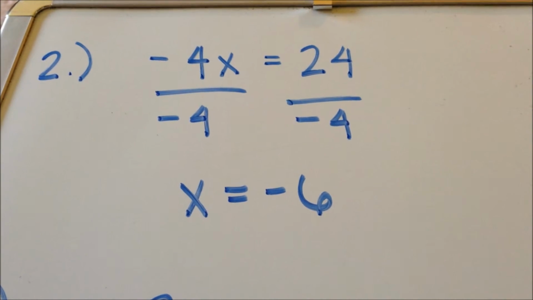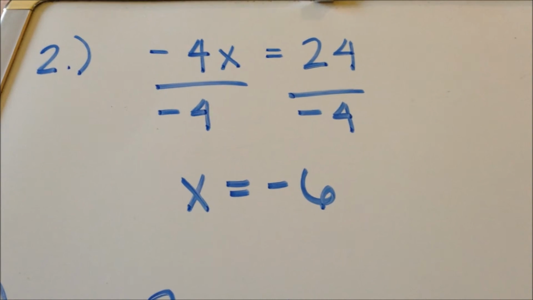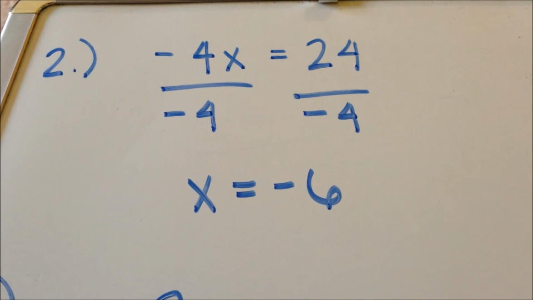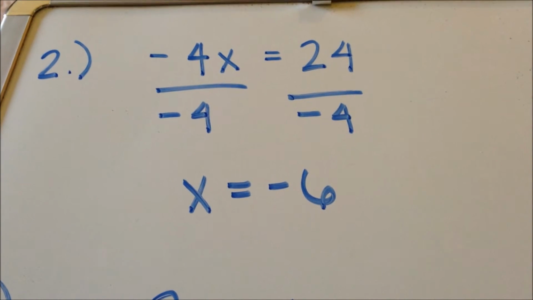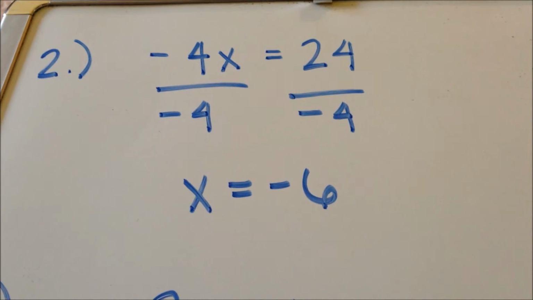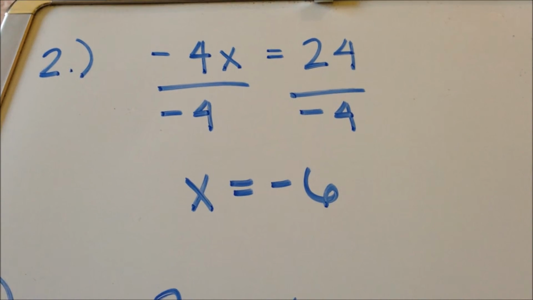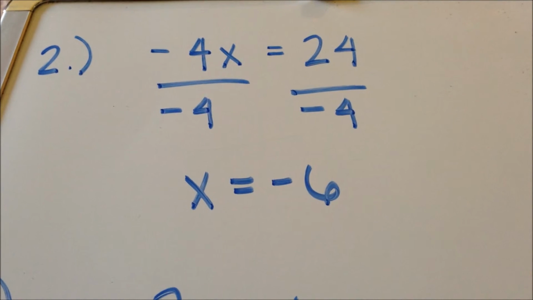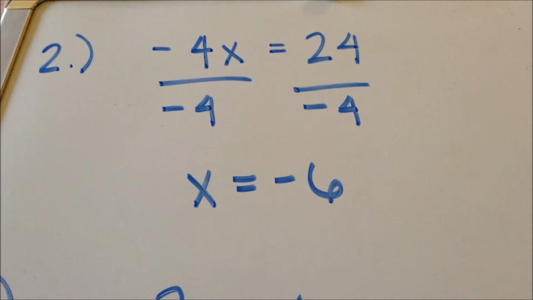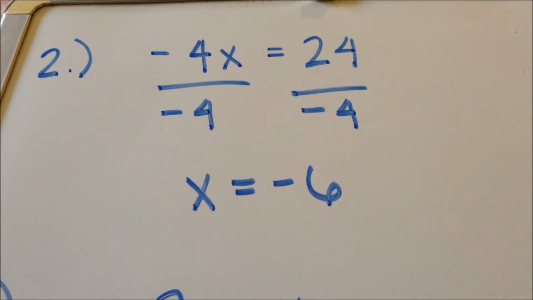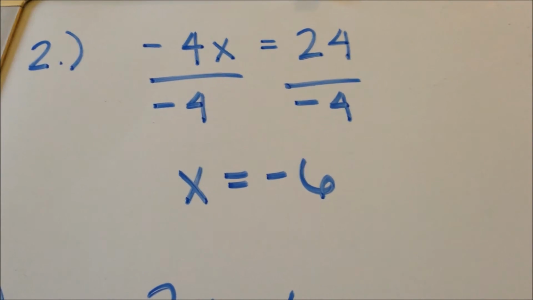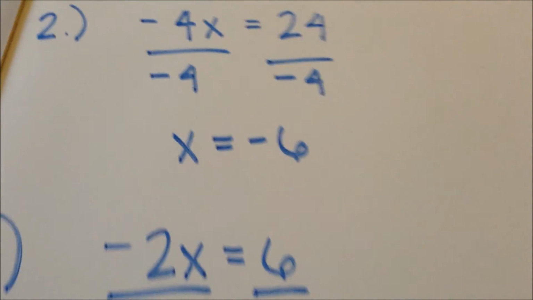Number 2, negative 4x equals 24. Negative 4 is attached to x through multiplication. To get rid of it, you have to divide by negative 4, so that you end up with positive 1x. Divide the other side also by negative 4 to get negative 6. Our final answer is negative 6. You could check your answer by plugging it in, and you would get negative 4 times negative 6 equals positive 24, which is equal to 24.